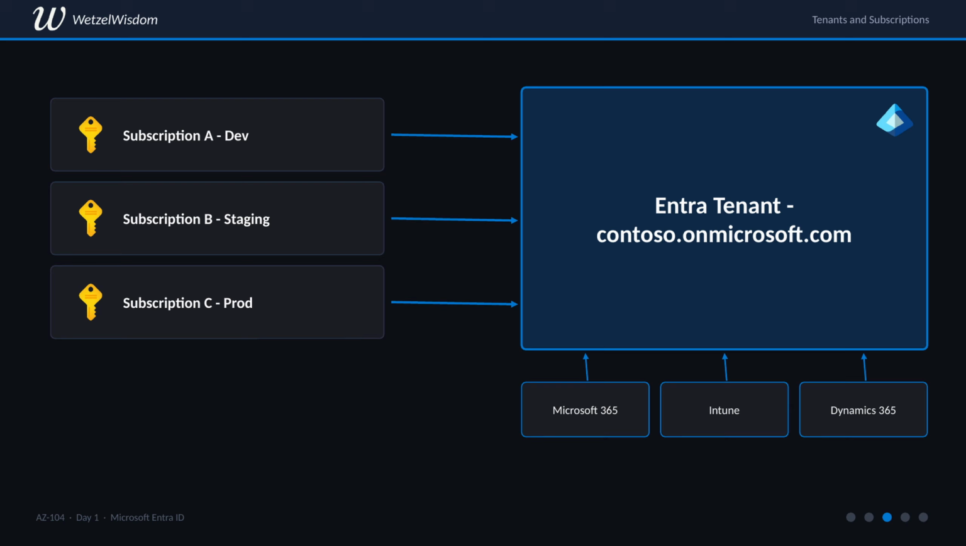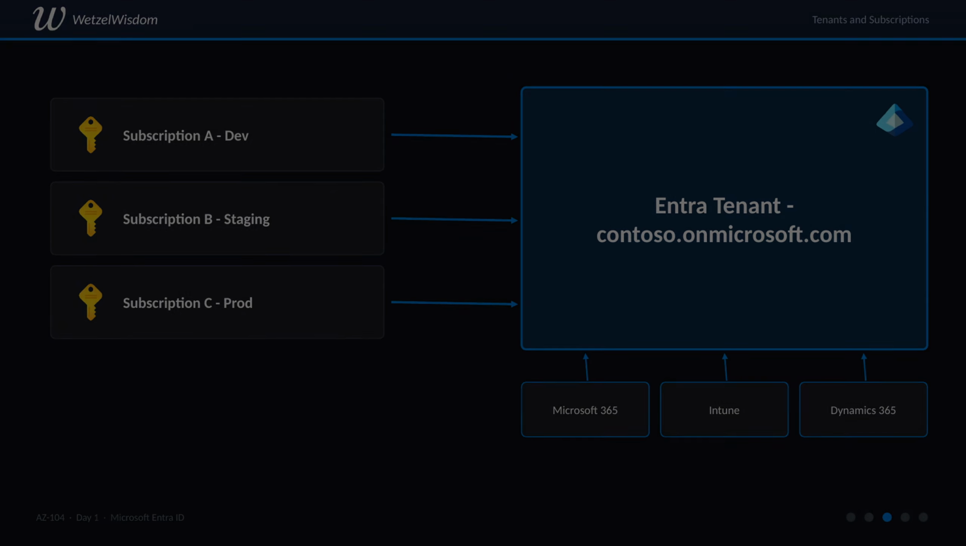If you were to get a test question that asks how to, let's say, share users across multiple subscriptions, the answer would typically be to associate them all with the same Entra tenant.